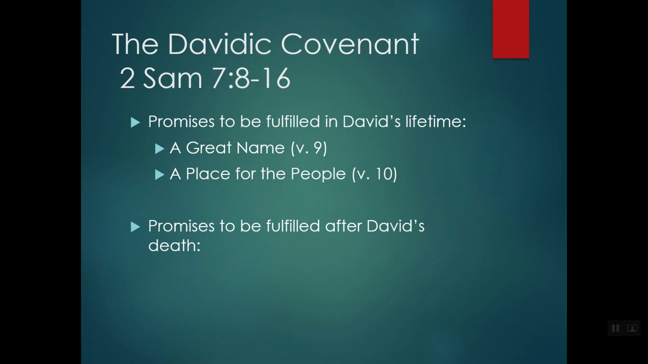First, God says in verse 9 that he's going to make a great name of David. Now, where have we heard that before? Abraham. So you start to see some of the themes, and I'll show a chart later, that are connecting these covenants. Just as God promised to make a great name of Abraham, in contrast to men who tried to make a great name for themselves with the Tower of Babel, he's promising that same thing here with David. He's promising a place for the people. What is that place?